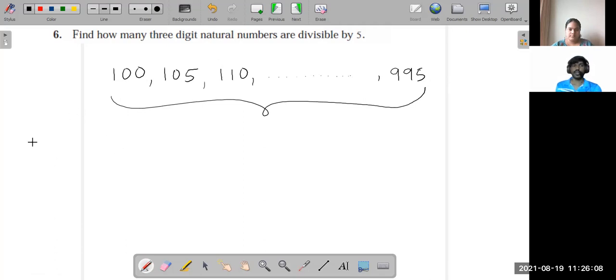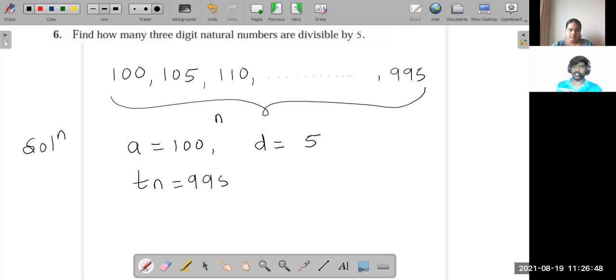Okay. That means we have to find out n, the total numbers between 100 and 995. So the first term is 100. What is the common difference? It is increasing by 5, so the common difference will be 5. And the last term, we call it Tn, and that is 995.